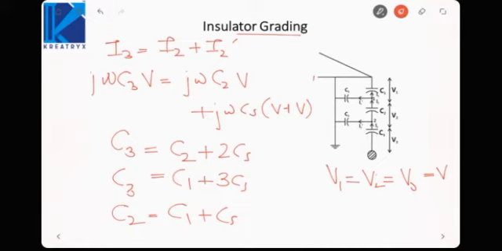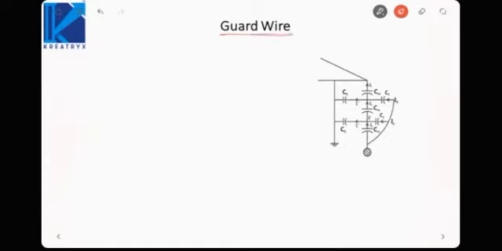Then the question comes to mind, if none of these methods is practically used, then what is the method that will be used practically? That method is called static shielding or guard wire. Here, we know the non-uniformity is due to this Cs, or the current going into this Cs capacitance. So we have to cancel out this current, which is I1 dash and I2 dash. What we do is, we connect capacitances between the insulator metal link and the transmission line. These are called guard wire or static shielding.